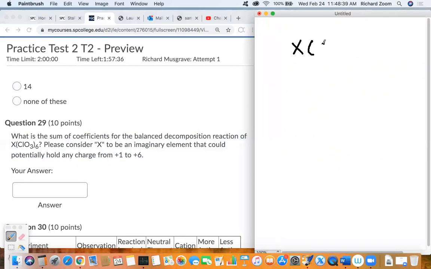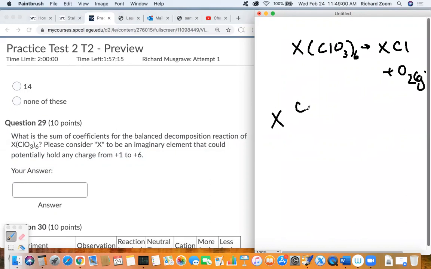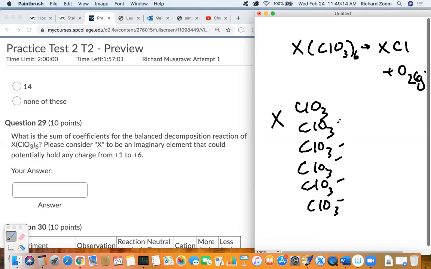For this one, it's XClO3 times 6. The recognition has to be that we're forming some kind of chloride, XCl, plus oxygen gas as the products. But we need to figure out what this chloride is, and we're looking for the sum of coefficients. To find the charge on the X, I need to use the charge on the chlorate: 1, 2, 3, 4, 5, 6 of them there, each negative. Negative 6, which means the X has to be plus 6. So the X compound would be 6 plus with Cl minus, which would be XCl6.